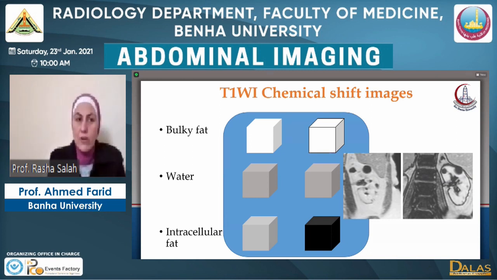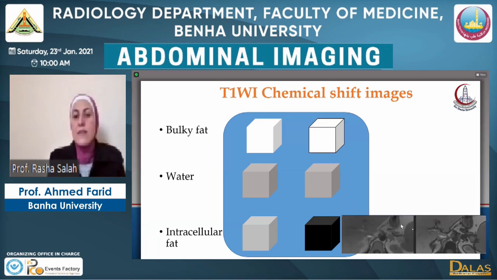What about the intracellular fat, where the tissue contains both fat and water? There is a dramatic change occurring in the in and out of phase image. In the in phase, the tissue has intermediate signal, and it completely drops the signal on the out of phase image, and this is a clue for diagnosing intracellular fat. And this is how it looks for a left suprarenal adenoma. The signal nulls or becomes darker on the out of phase image, and it indicates the presence of intracellular fat.